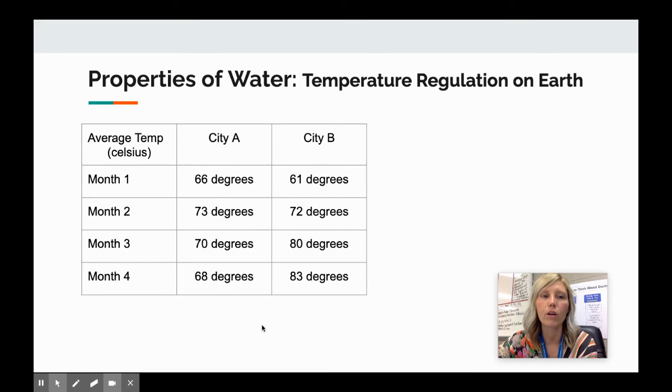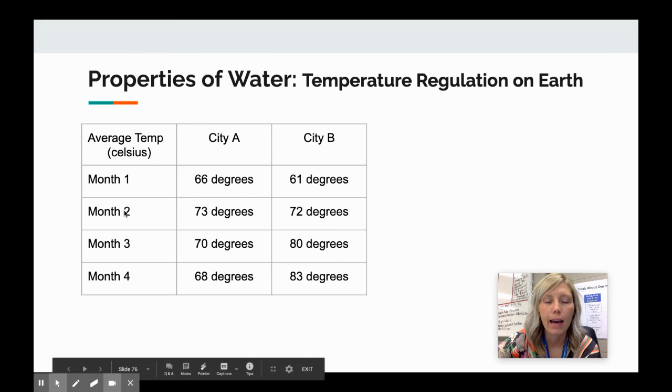Okay, I'm going to move on to the next property of water, which is that it regulates temperature on Earth pretty well. And so cities that are close to large bodies of water tend to maintain a more stable temperature than cities in the same latitude, or the same location on the globe in reference to the equator, that are not beside large bodies of water. So test out whether you could select either city A or city B on which one is more likely close to a large body of water.